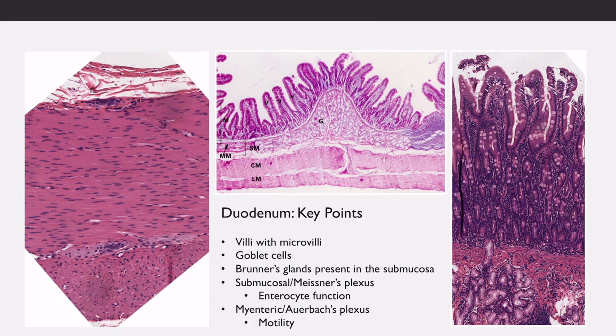Enterocyte function is regulated by the enteric branch of the autonomic nervous system. More specifically, it is innervated by the submucosal plexus, or Meissner's plexus, which can be seen right over here.